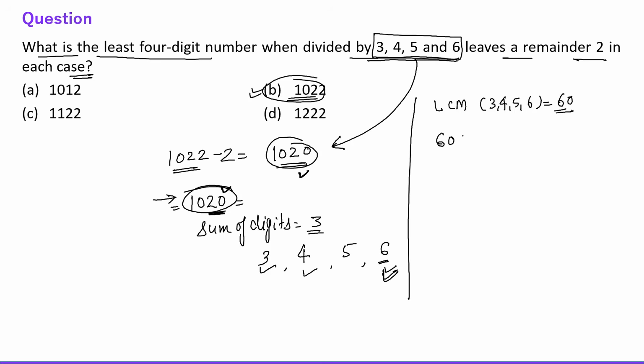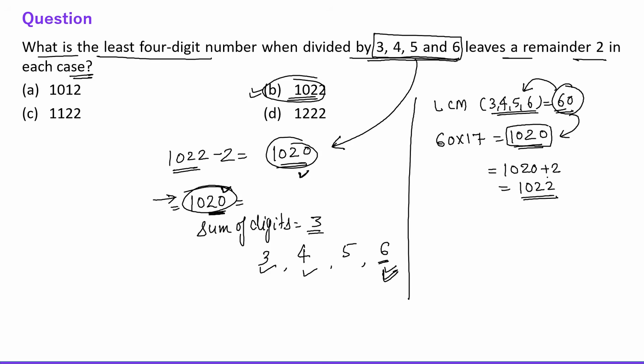So 60 into 17 will be 1020. If 60 is completely divisible by these 4 numbers, then any multiple of 60 will also be divisible by these 4 numbers. So 1020 will be completely divisible by these 4 numbers. And just add 2 because they are saying every time it leaves a remainder 2 when it is being divided by these 4 numbers. So 1022 is the answer.